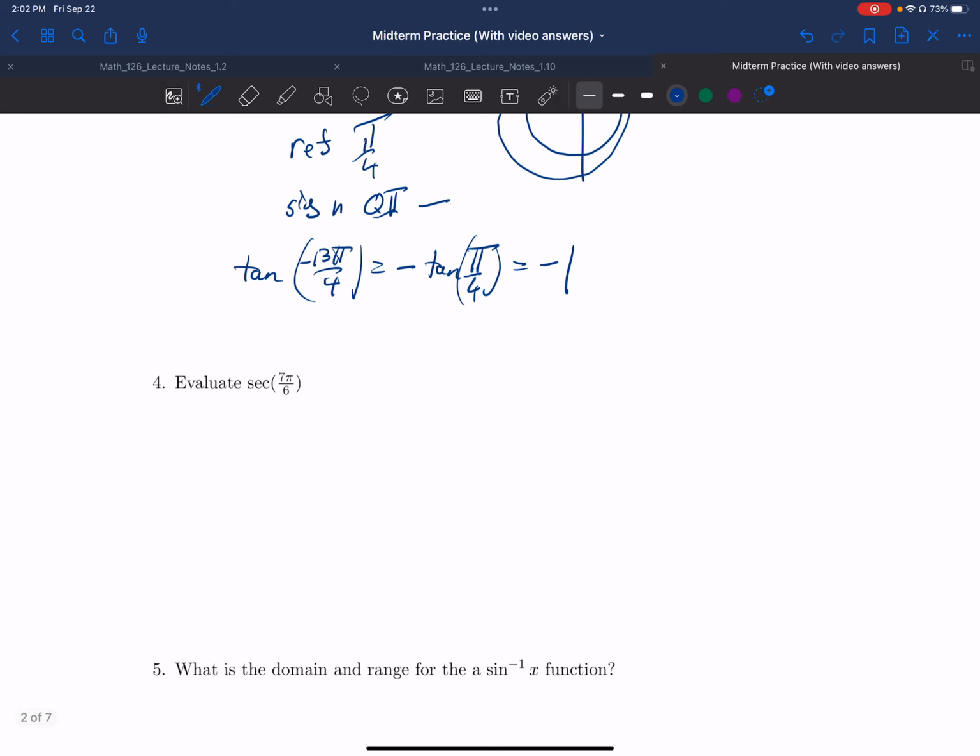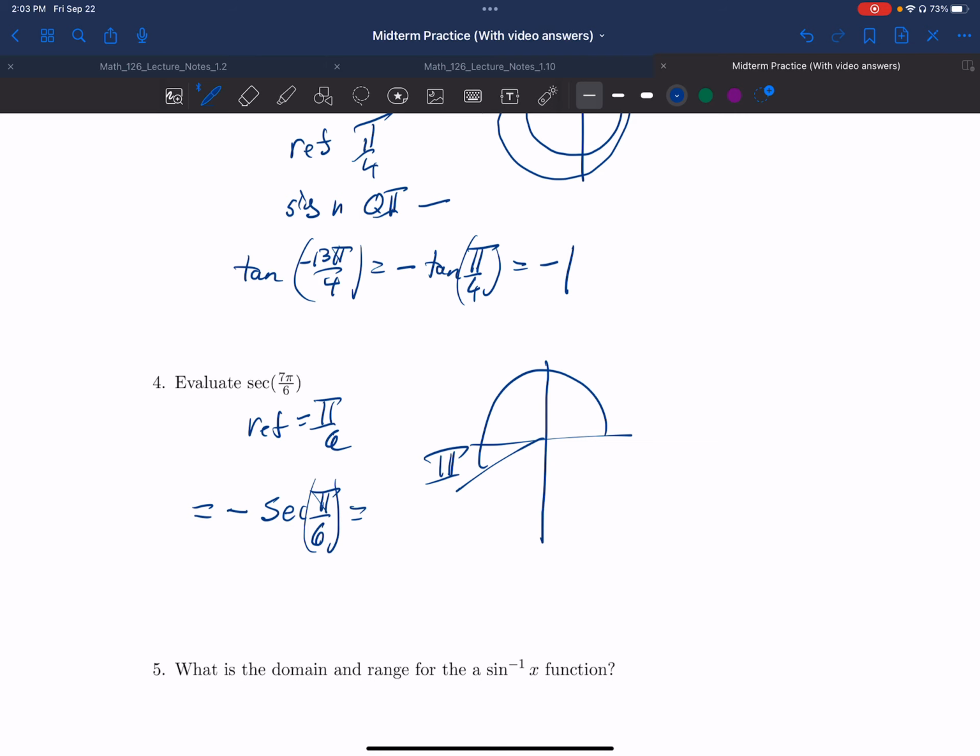All right. Here, for the secant of 7 pi over 6, pi over 6 occurs here, so we're in quadrant 3. Our reference angle here is pi over 6. You can look at 6.2 or 3, where we do reference angles in detail, if you need to review that. Secant is negative in quadrant 3, and so here we'll have minus the secant of pi over 6.